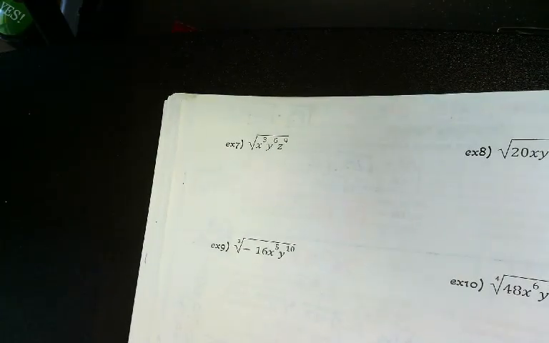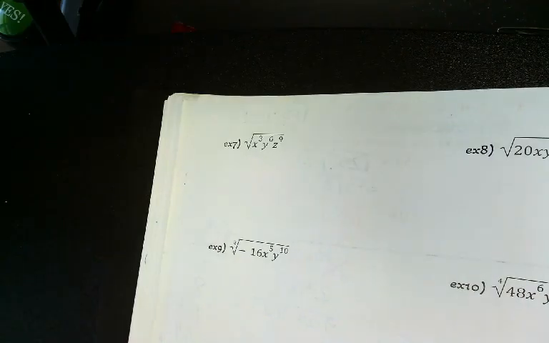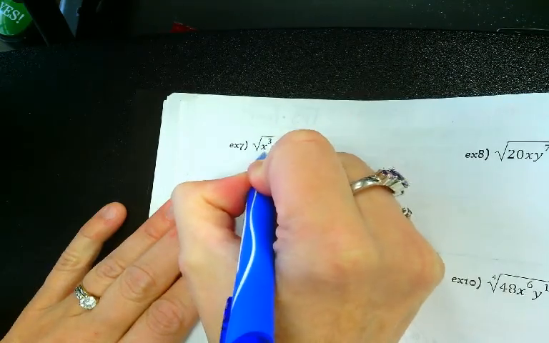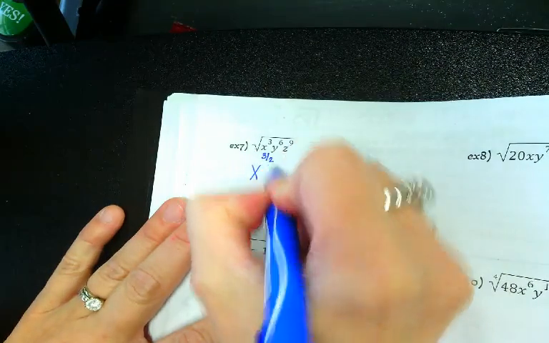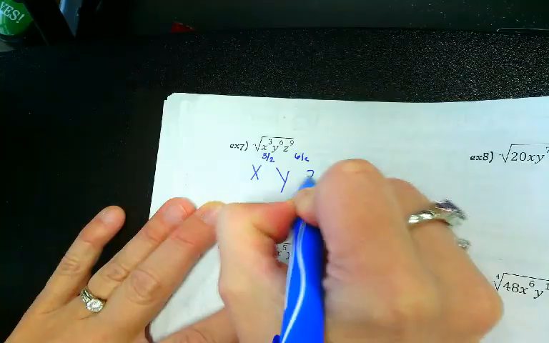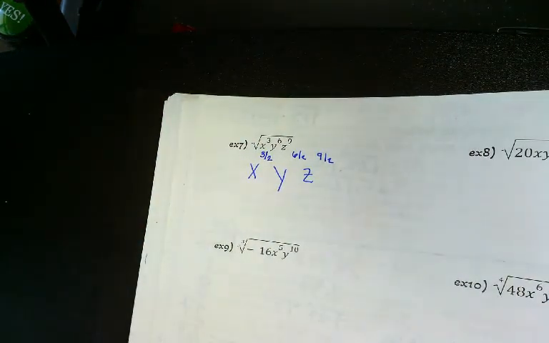All right. Go ahead and get 7 and 8. All right, so how are we writing this exponent? X to the what power? No. 3 over 2. Y to the 6 over 2. And z to the 9 over 2. Again, that's what we've been kind of practicing for 3 days, going from the radical to the fraction.